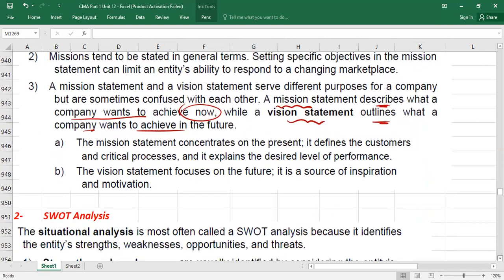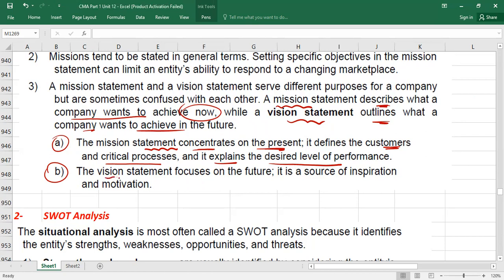And who is formulating the mission statement? Obviously, guys, it is formulated by the board of directors. So this point you should go through thoroughly. A mission statement concentrates on the present. As I told you, it has a current focus. It defines the customer's critical processes, and it explains the desired level of performance, like which kind of customers you are going to target, what your main activities or processes are, and which level of performance is desirable to achieve this mission. Obviously, if you are going for the CMA exam, you know which level of performance is required.